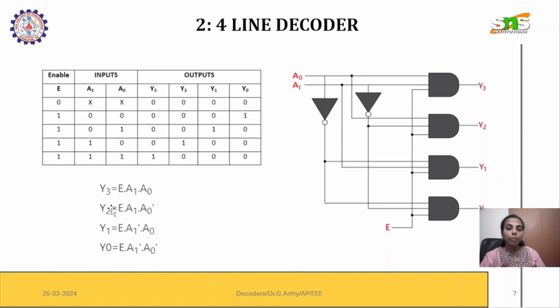And from this we will be writing the Boolean expression, right? So when you write it for y0, how will you write it? Here E is 1, so we'll be writing E as such, and then here both A1 and A0 are 0, so A1 dash, A0 dash. So similarly for all the 4 sets, we'll be writing the Boolean expression. Once after writing the Boolean expression, we'll be drawing the circuit.